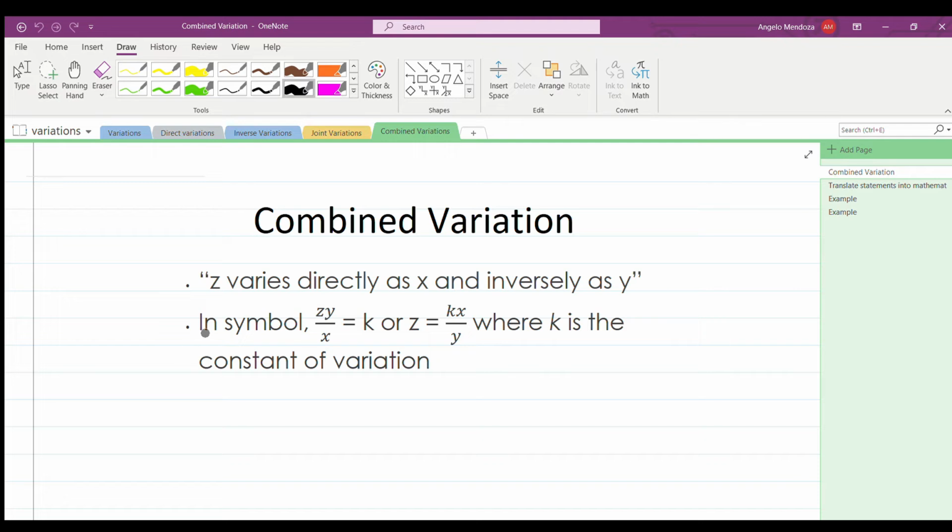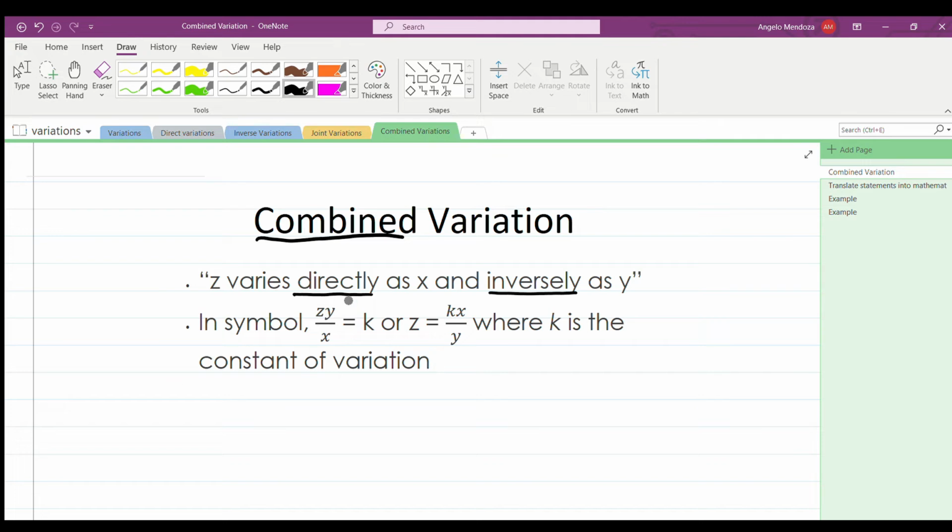Okay, so we are now at the last type of variation, which is combined variation. It is denoted as Z varies directly as X and inversely as Y. In symbol, ZY over X is equal to K, or Z is equal to KX over Y, where K is the constant of variation. From the word combine, we are now combining the first two types of variation, which is direct and inverse variation.